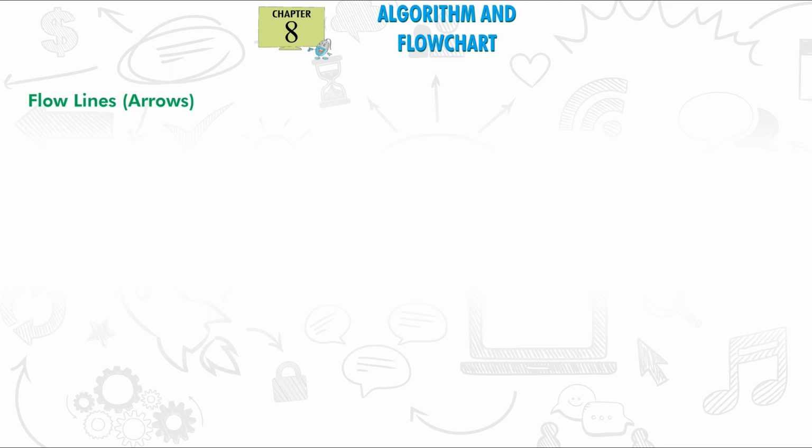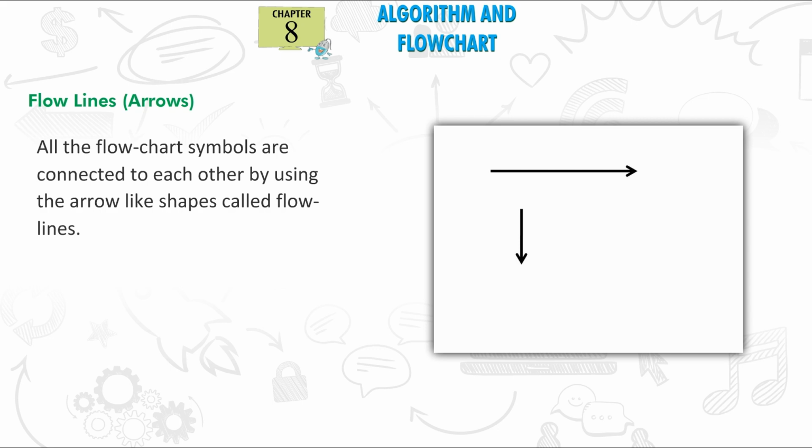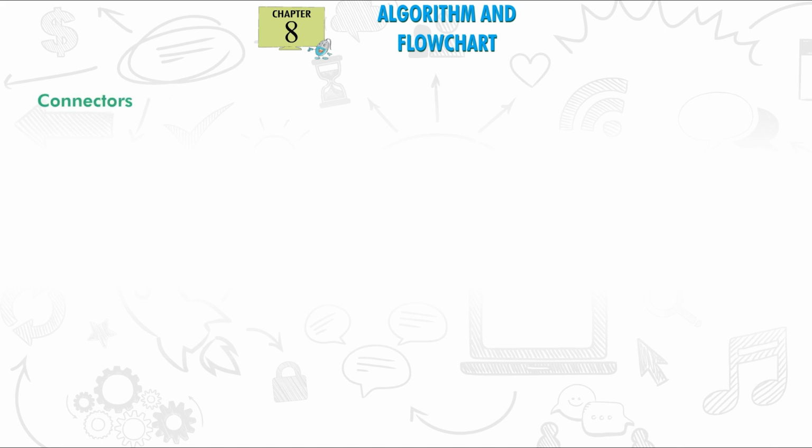Flow lines, arrows. All the flowchart symbols are connected to each other by using the arrow-like shapes called flow lines. Remember, only one flow line can exit or enter the start and stop boxes respectively.